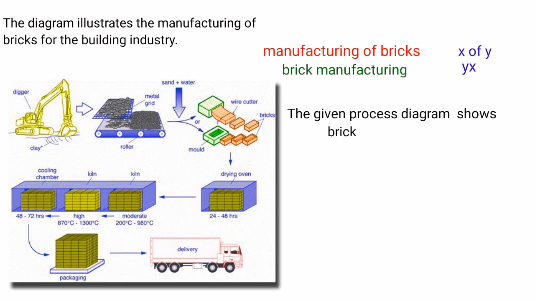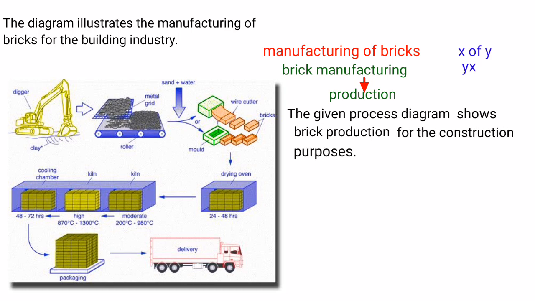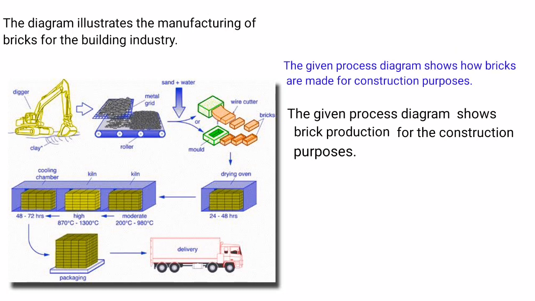That is "production". Next, I would write "for construction purposes". Here, "construction purposes" has taken the place of "building industry". You can also write the introduction using "how": The given process diagram shows how bricks are made for construction purposes.